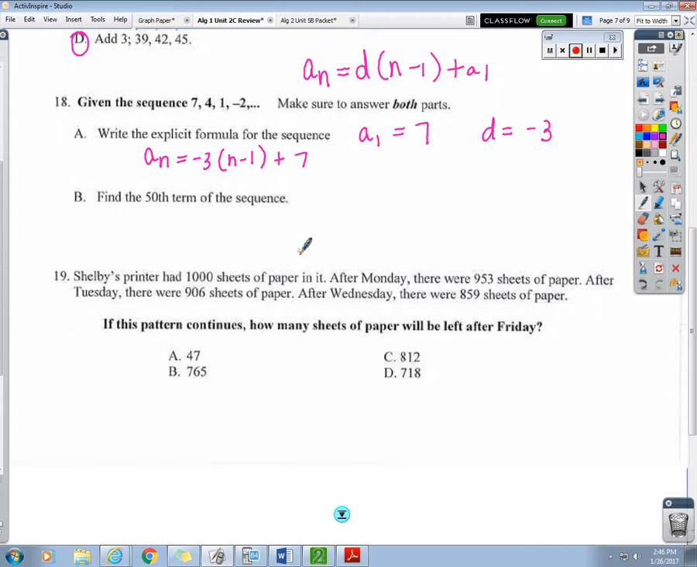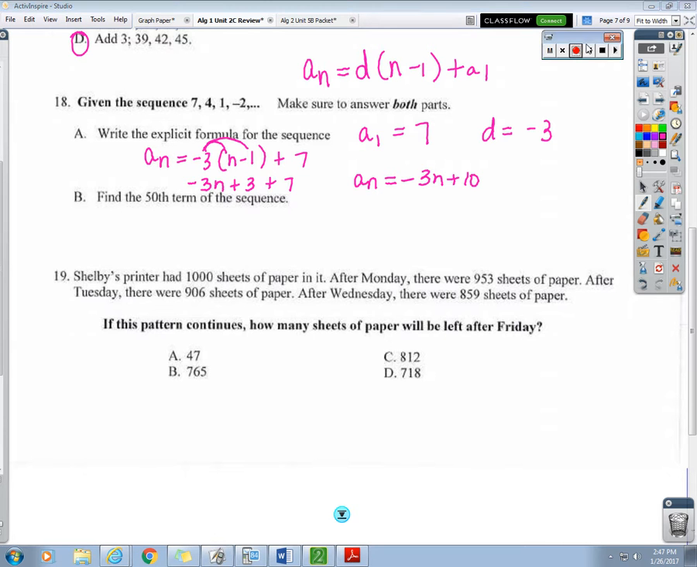Then what do you do? Right, you're going to distribute. So negative 3 times n is negative 3n. Negative 3 times negative 1 is positive 3. Then bring down the plus 7, and that becomes a sub n equals negative 3n plus 10.